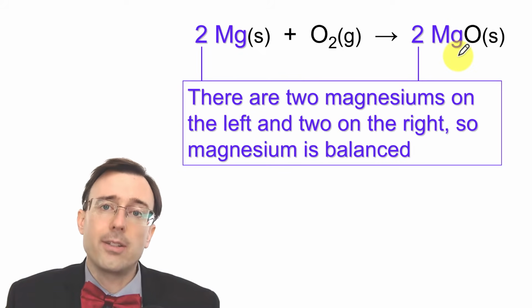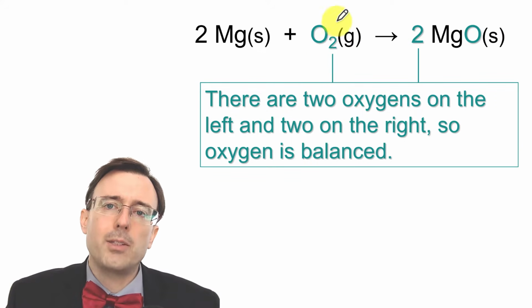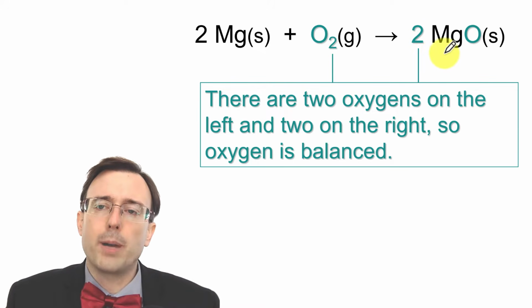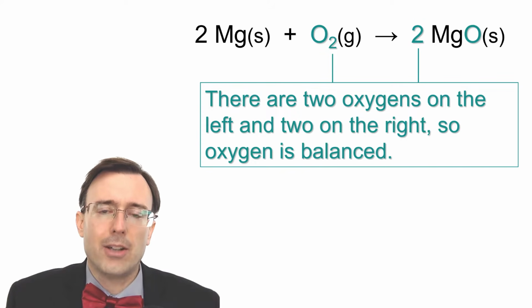What about oxygen? Is oxygen balanced? Yes, indeed. Oxygen is balanced too. This 2 subscript means we have 2 oxygens on the left side, and this 2 multiplies through by both the magnesium and the oxygen. And so we have 2 magnesiums and 2 oxygens on the right side. And so both oxygen and magnesium are balanced in this chemical reaction.